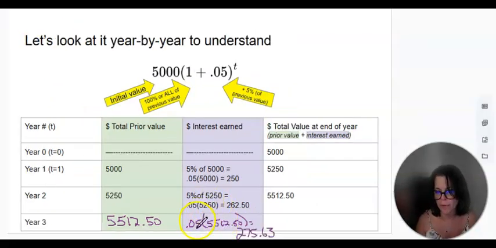So I found 5% of $5,512.50. I got $275.63. I had to round that into cents. And now I add that $275.63 to last year's balance, $5,512.50. And when I do, I get $5,788.13. That's my balance after year 3.